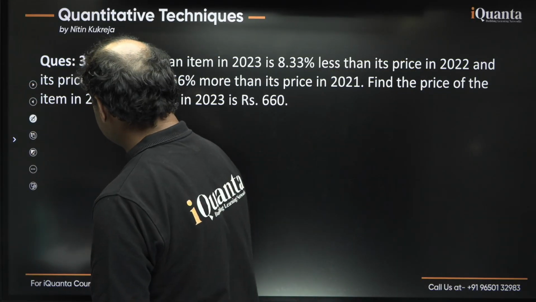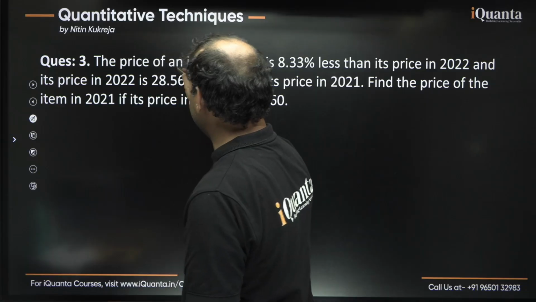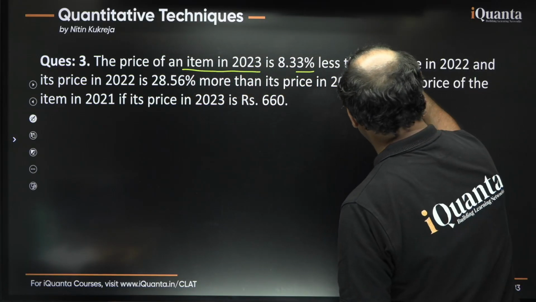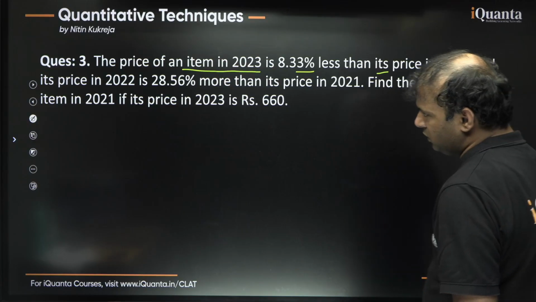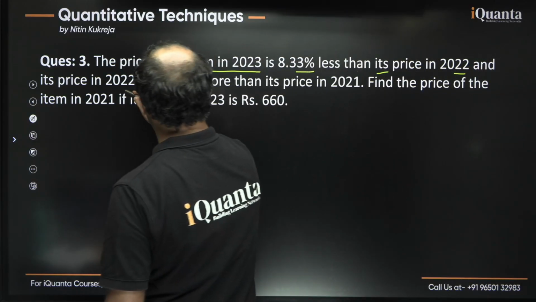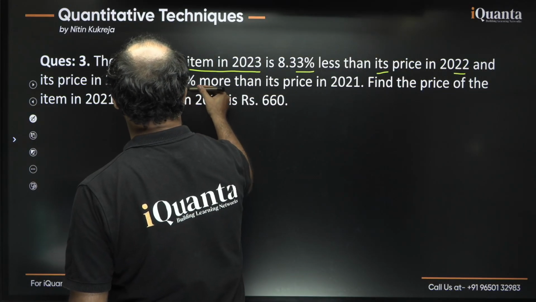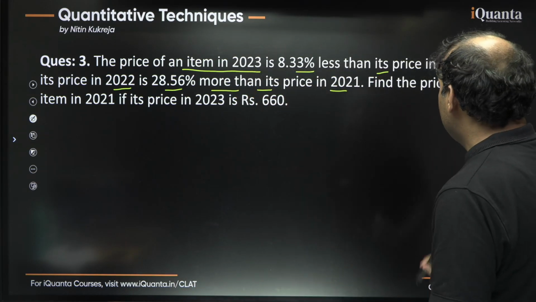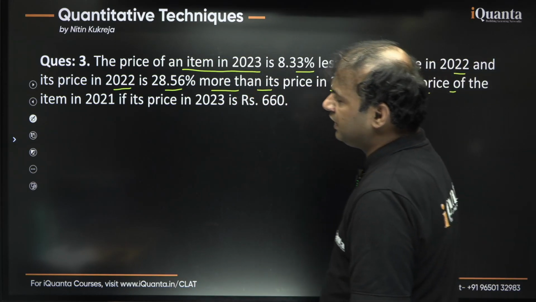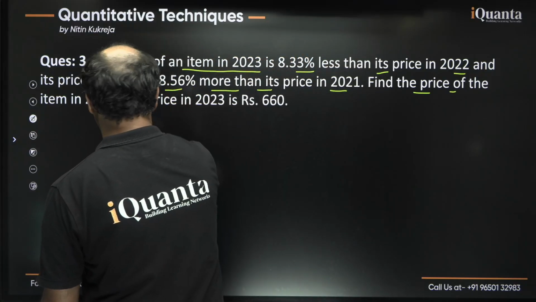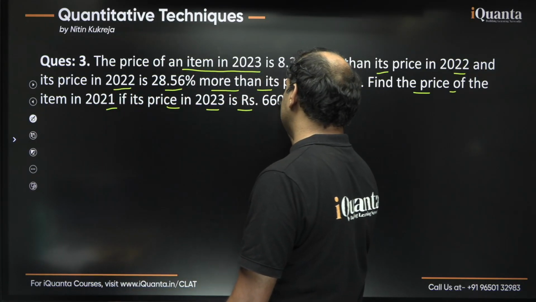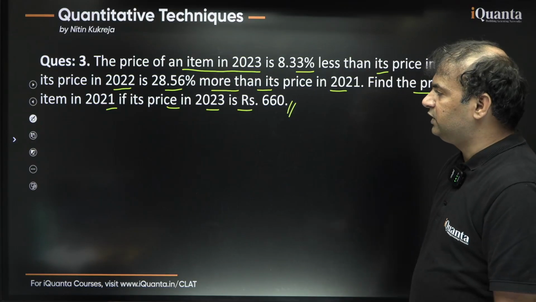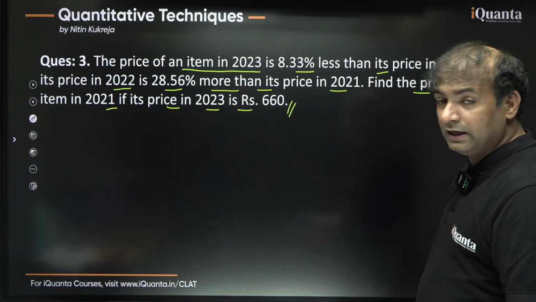So in this question, guys, what are they saying? They are saying that the price of an item in 2023 is 8.33% less than its price in 2022, all right? And the price of the same item in 2022 is 28.56% more than its price in 2021. Now they are asking us to find the price of the item in 2021, if its price in 23 is given to us. The price of 23 is given and 21 needs to be found, and we actually have two relations.